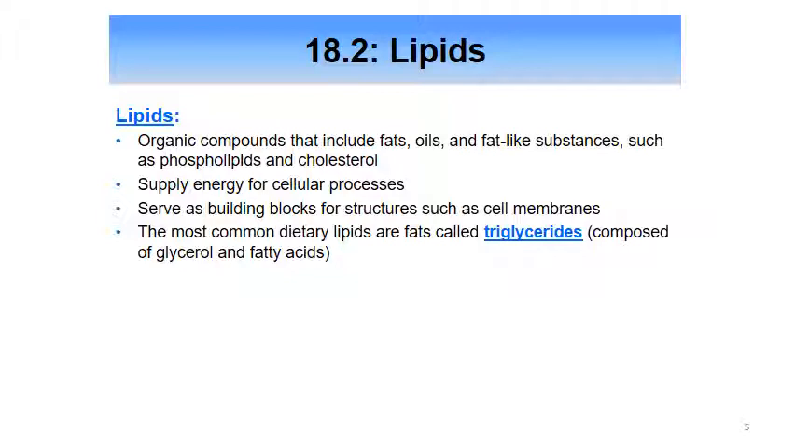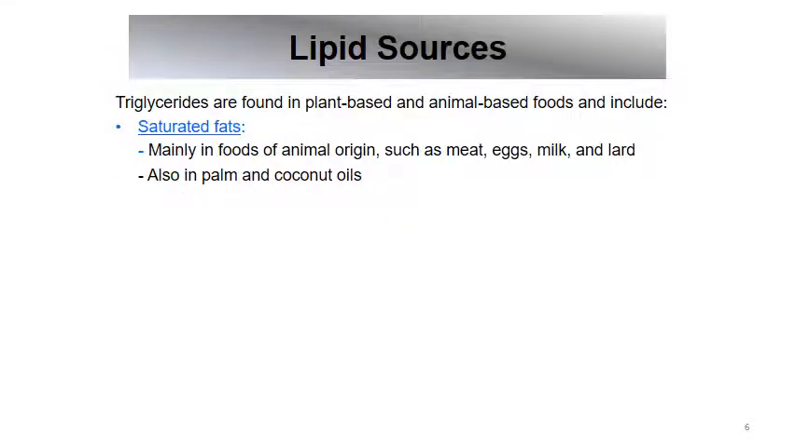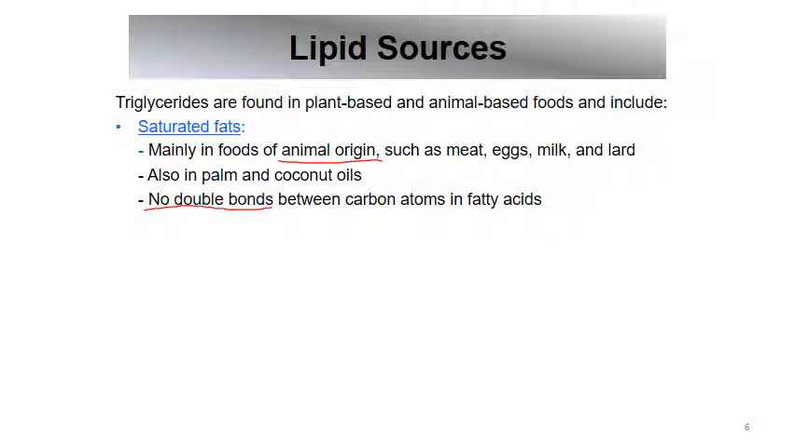The most common lipids that we consume are triglycerides. Triglycerides are made up of glycerol and fatty acids. Saturated fats. This should also be reviewed from AMP1. Saturated fats are of animal origin, so meat, eggs, milk, lard. Saturated fats, we learned last semester, have no double bonds between the carbons. This could come up on this exam.